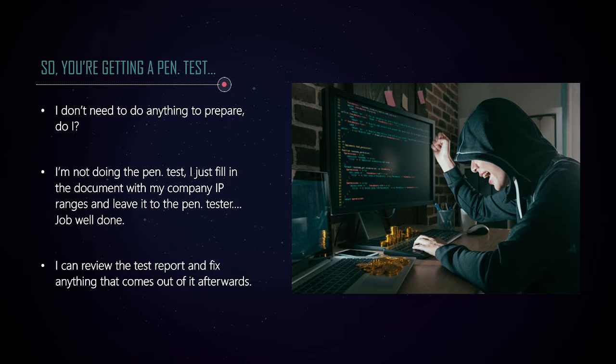I don't need to do anything to prepare, do I? I'm not doing the pen test. I just fill in the document with my company IP ranges and leave it to the pen tester. Job well done, right? And lastly, I can review the test report and fix anything that comes out of it afterwards. That's the whole point of the pen test, isn't it? Such attitudes make our hacker friend on the right here a very happy chappy. Remember, malicious parties don't limit their attacks to whatever you put in a scoping document the way an official pen tester does.